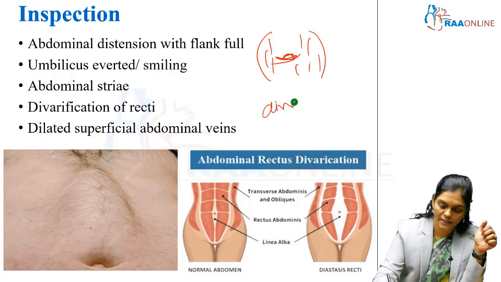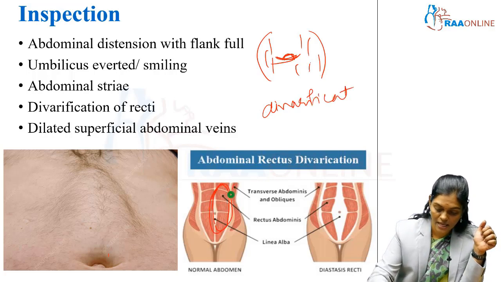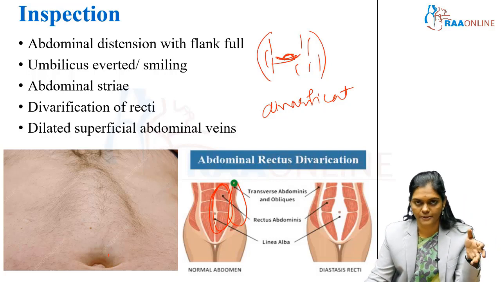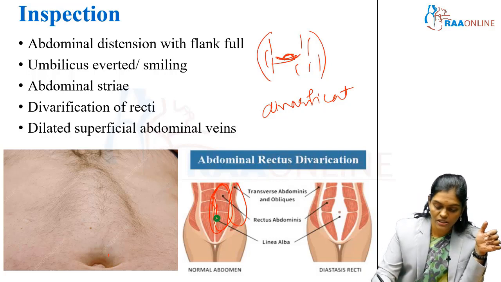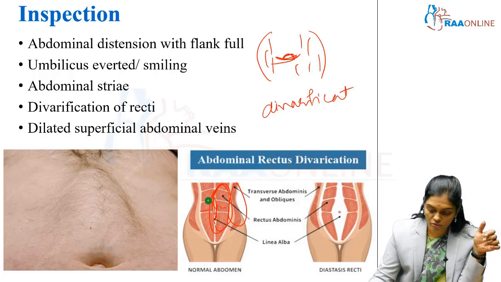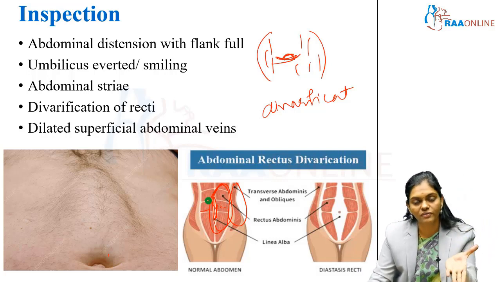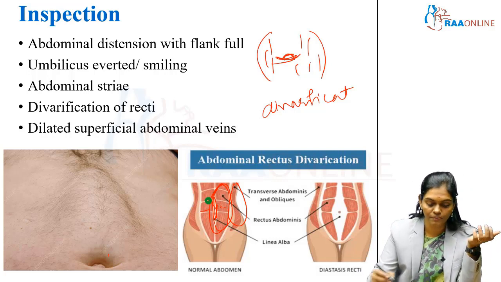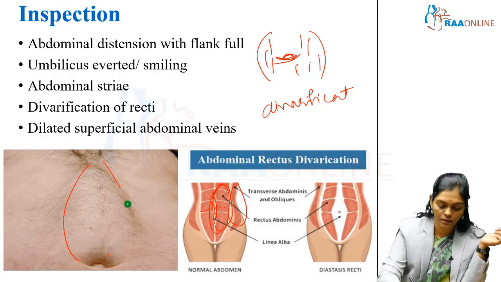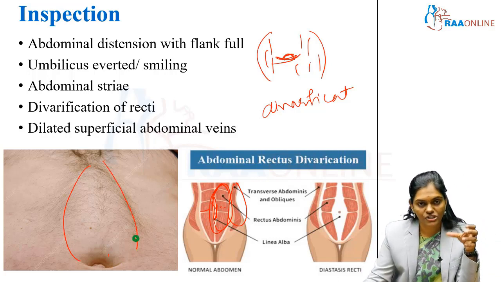Abdominal striae will be present, okay, because of stretching of the abdominal wall. Diverication of recti will be there. What is diverication of recti? This is the rectus abdominis muscle. This is the transverse abdominis and obliques. So this is the linea alba. When there is giving way of the rectus abdominis muscle because of increased intra-abdominal pressure, a banana shaped swelling is going to come in the anterior abdominal wall. This is called diverication of recti.